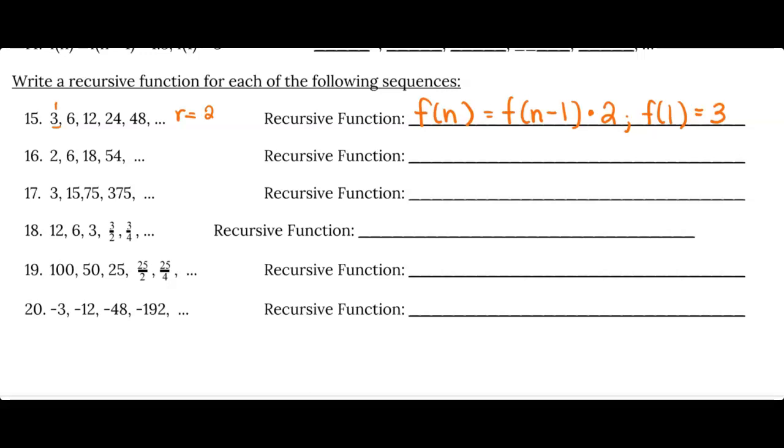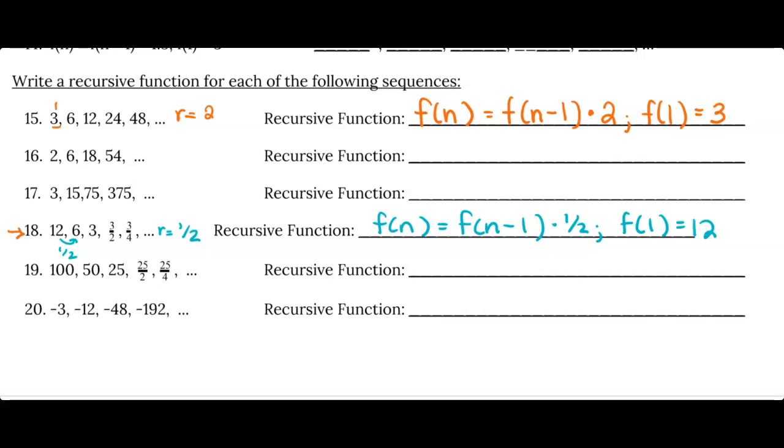We also did one like number 18 up at the top as well. So let's do that one. We remember that our r was 1/2. So when we write a recursive function, we will say f of n is equal to f of n minus 1 times 1/2 with a first term of 12.